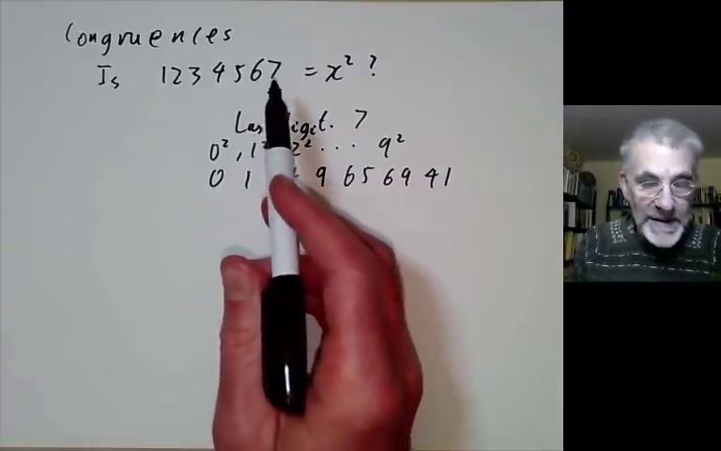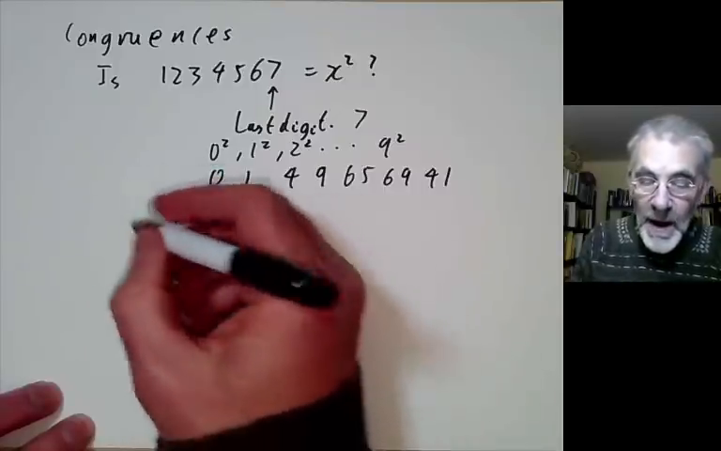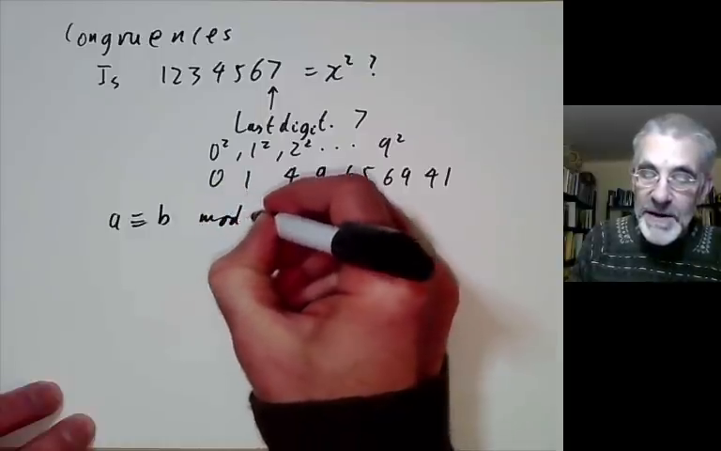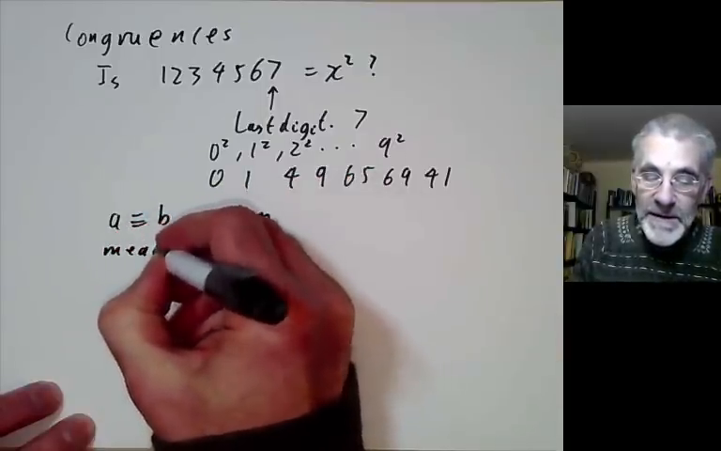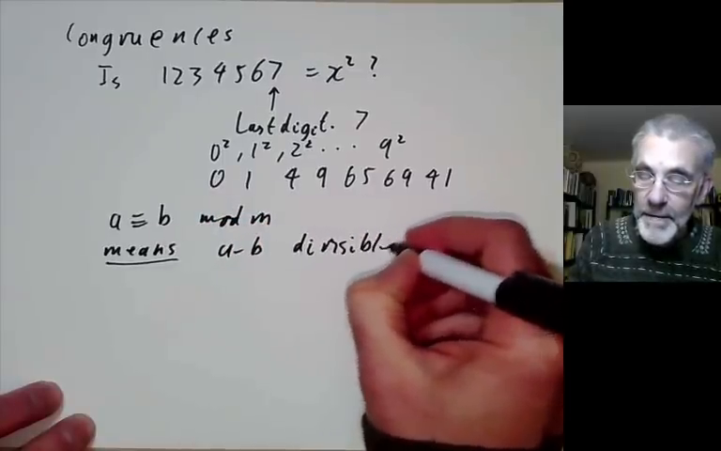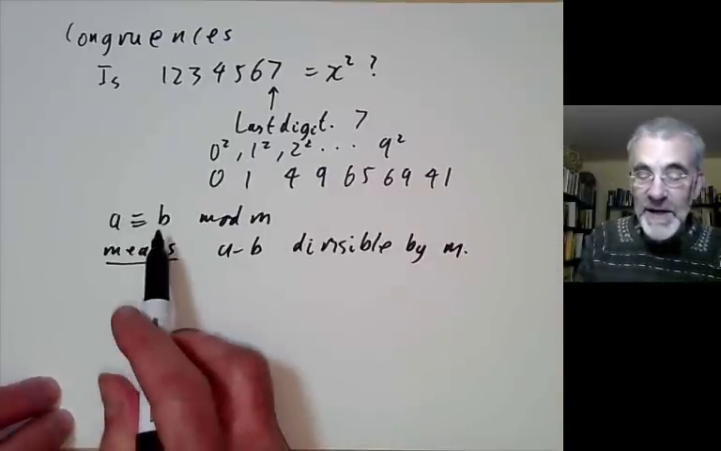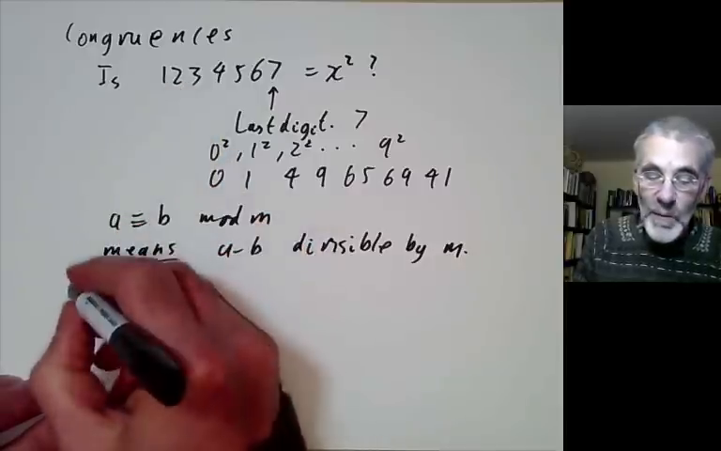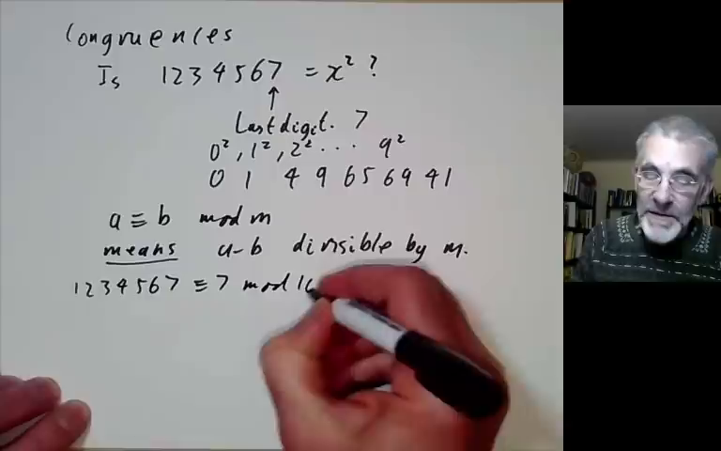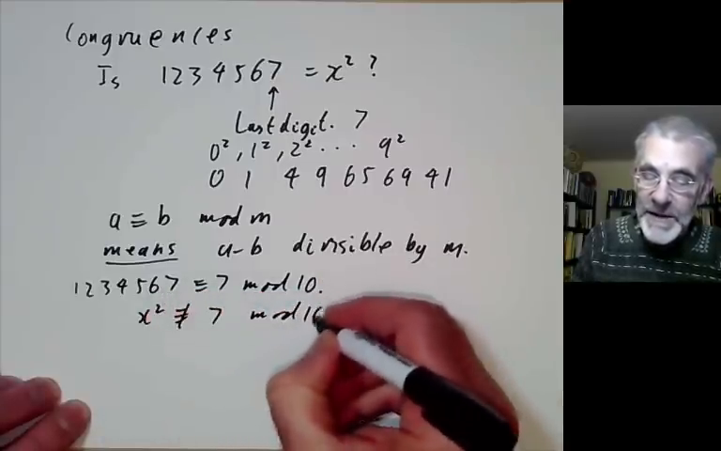This is a special case of looking at things modulo 10, where in general we say A is congruent to B modulo some number m. This just means A minus B is divisible by m. This notation was introduced by Gauss and turns out to be very useful. So here we're saying that 1234567 is obviously congruent to 7 modulo 10, but x squared is not congruent to 7 modulo 10 for any x.